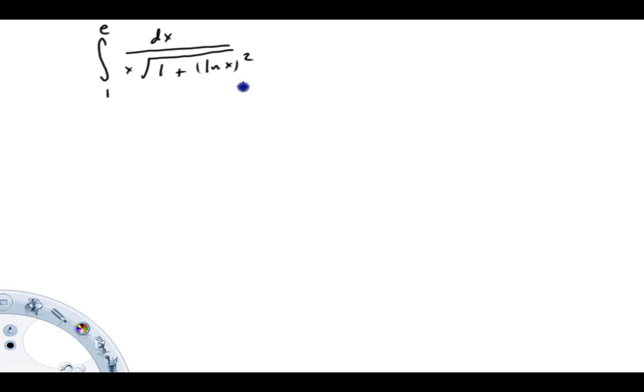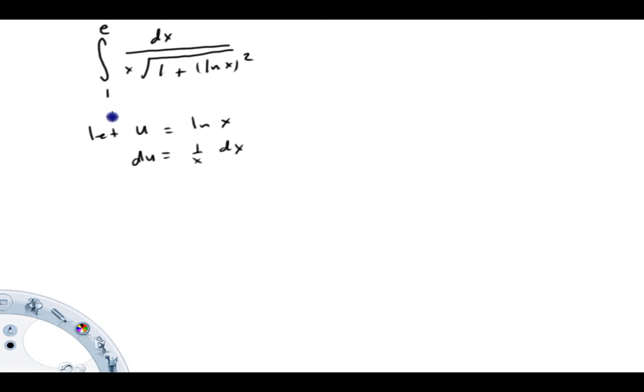The first thing that comes to mind is that this probably needs to be simplified down some. So I'm going to make a substitution here, and I'm thinking I'm going to let u equal ln x. That turns the bottom into the square root of 1 plus u squared, which is a lot nicer looking than the square root of 1 plus ln x squared. Now when you do a substitution, I always recommend changing everything. So if u is ln x, then du is going to be 1 over x dx.